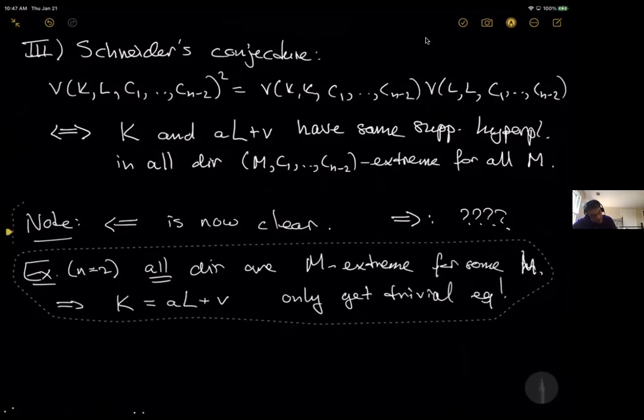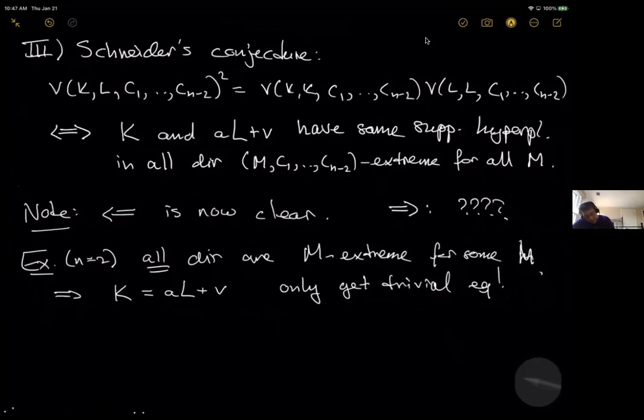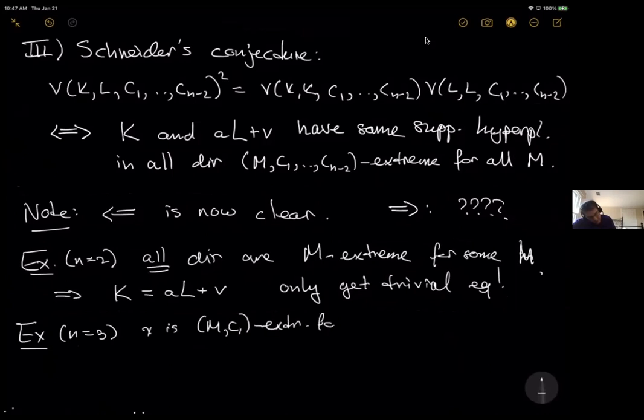But let's look at what happens in dimension 3, for example. So in dimension 3, what are the relevant directions? The relevant directions are directions that are m C1 extreme for some m. So if you go back and look at the definition, this means that the dimension of the face of C1 in the direction x is greater or equal than 1.